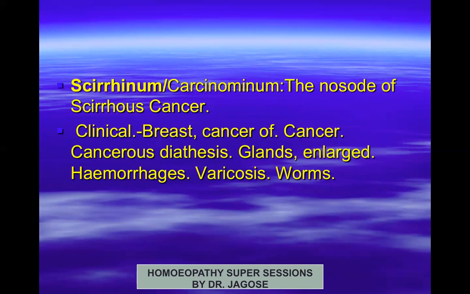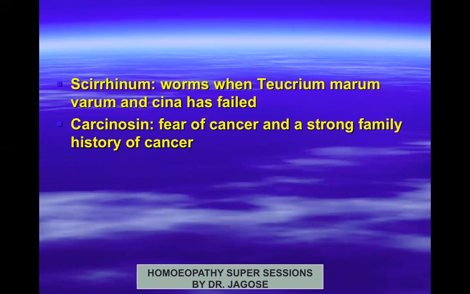Clinically, it is used for cancer of the breast, for cancerous diathesis, for glands which are cancerous or which are enlarged, for hemorrhages, worms, and varicoses. And also, scirrhinum can be used where Teucrium marum verum and Cina has failed. So Teucrium marum verum also is a good remedy for worms. And Cina also is a good remedy for worms. Generally, most of the physicians give Cina.